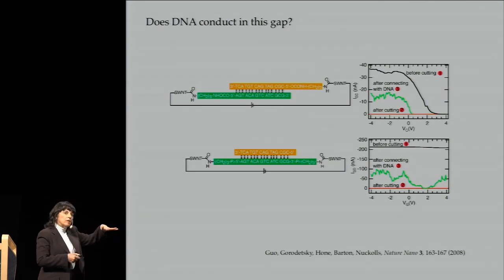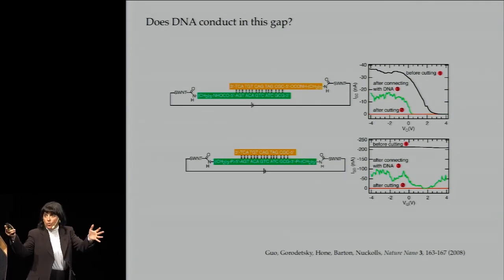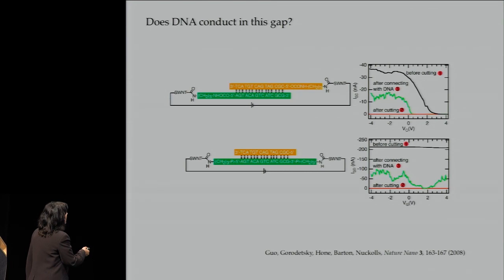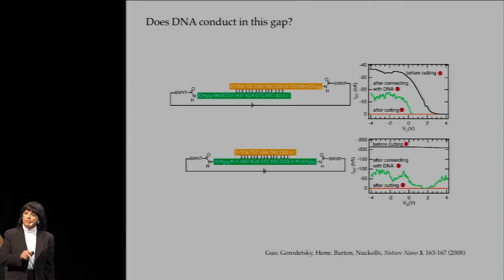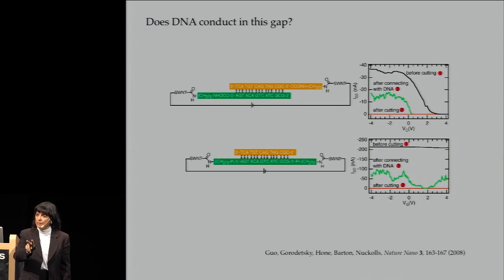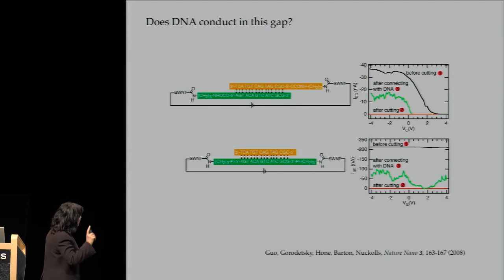Now before we cut, when we had the carbon nanotube in that spot, we had a certain amount of current. We zapped it with the oxygen plasma, and then we had no current after cutting. And then when we put DNA in the gap, we had some intermediate current. So not as much as the carbon nanotube, but clearly there was some current there. And then we did another experiment.